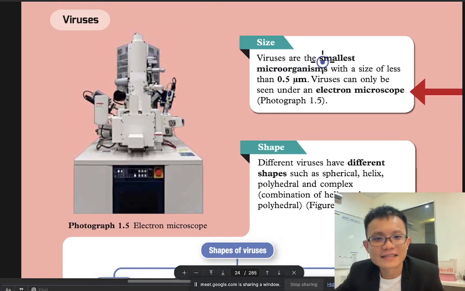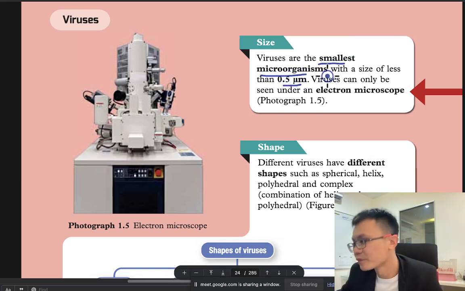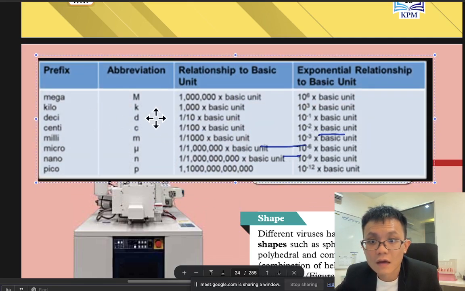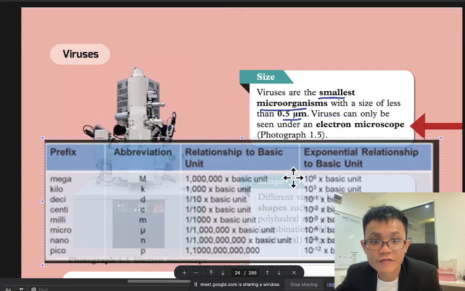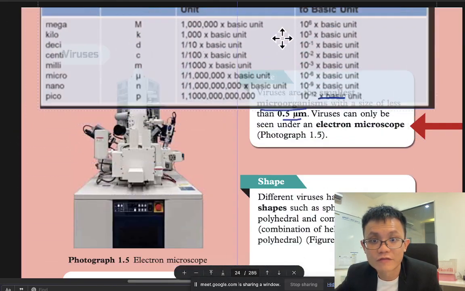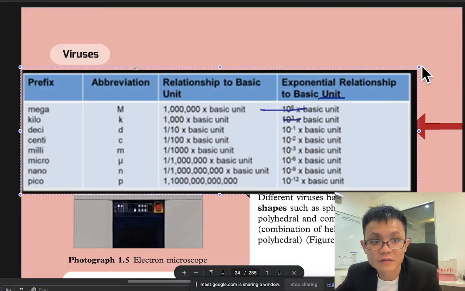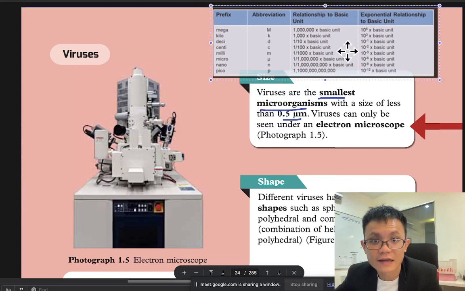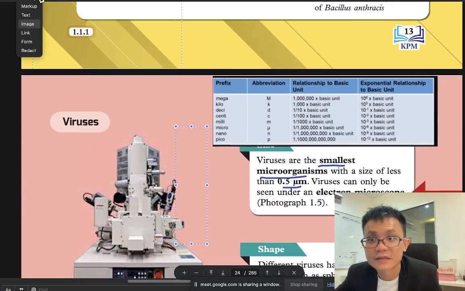Okay, so the size is the smallest. Virus among all is the smallest, is 0.5 um. So we can see from here, the book says 0.5. What does it mean by 0.5? Can I make this thing smaller? It's blocking me. Like this. Okay, then all people can see.